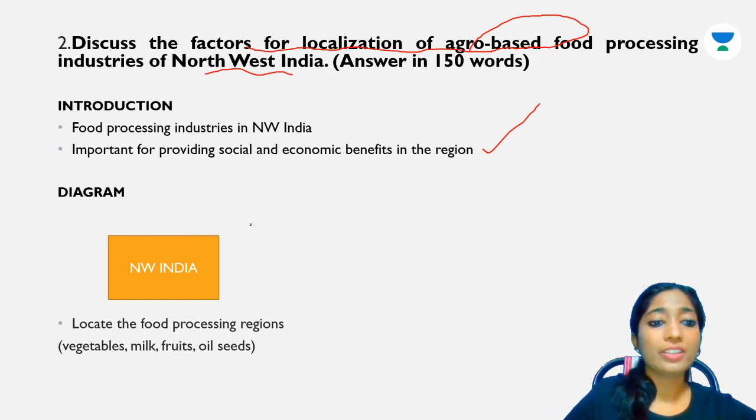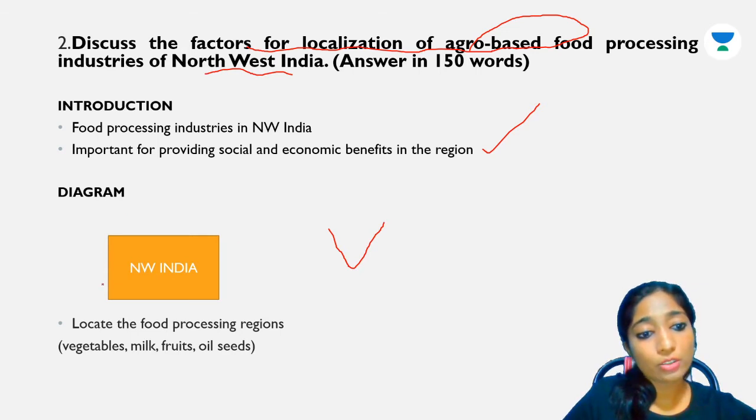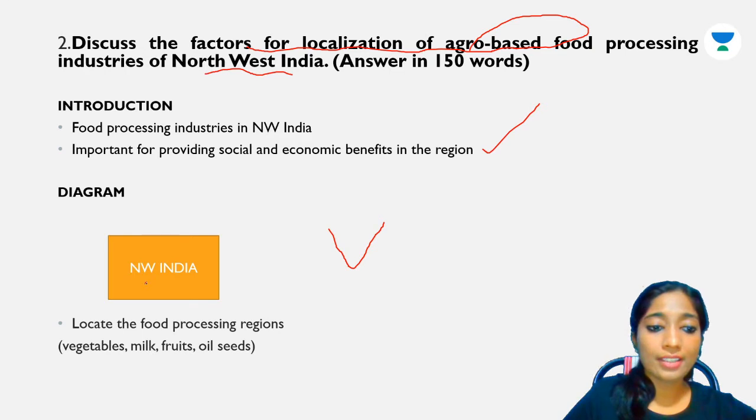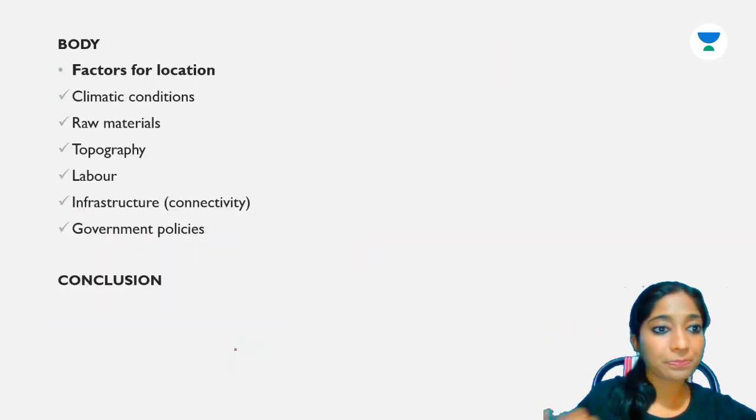Then you come up with a diagram. You can either draw the whole India map itself, or you can just focus on the northwestern part of India alone. And then you locate different types of food processing sectors, centers in the region. Like there can be vegetables, that is the Haryana Punjab belt. Then you have milk, which is the Gujarat Rajasthan belt. And then fruits, oil seeds, etc. All these things you can just locate.